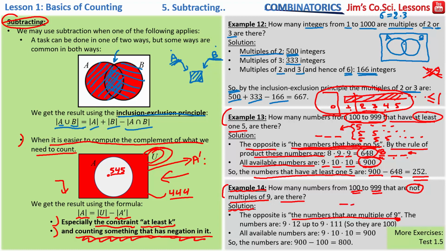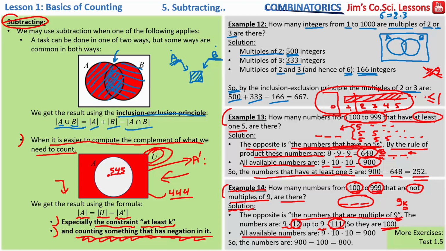So I have 3-digit numbers. I want them to be multiples of 9, and I'm thinking about the definition of multiple. One number to be a multiple of 9 should be written in the form 9 times k, where k is an integer, and I observe that 9 times 12 is the lowest number that is greater than 100, and 9 times 111 is the highest number that is lower than 999. So the totality of them, from 12 to 111, is exactly 100 numbers.